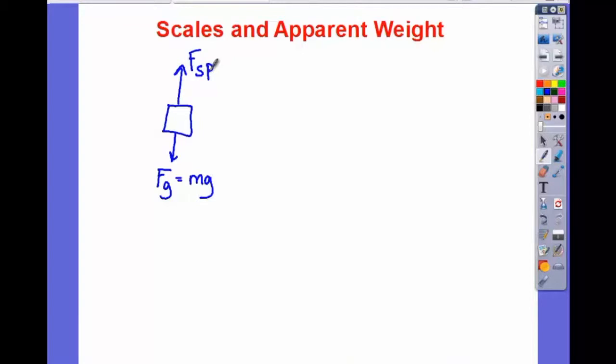So if I were to sum the forces, F spring is my upward, minus Fg is my downward, that is equal to my F net, and we know that F net equals mass times acceleration. So if I want to get the reading on the scale, which we'll just call the force of the spring, because when you stand on a scale, obviously the earth is pulling you downward, but there has to be something pushing back up. That's the springs on the scale.